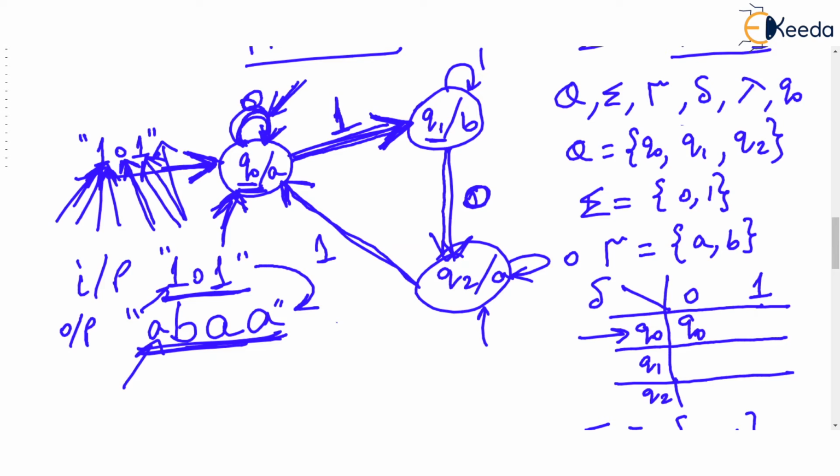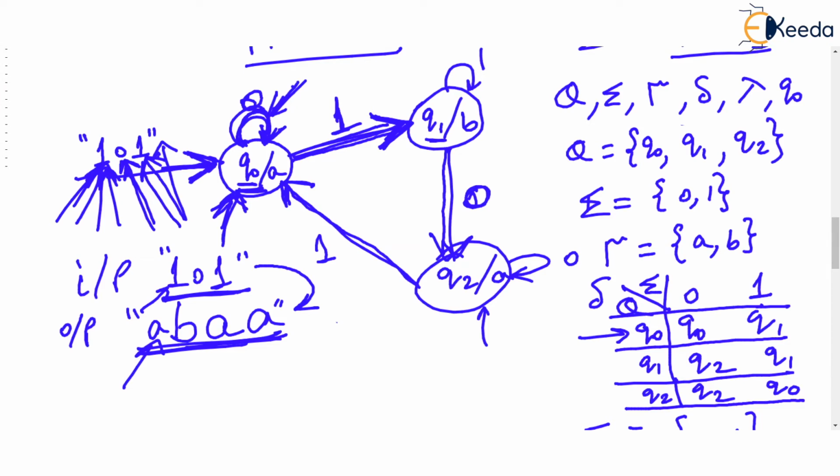Q0 on 1 goes to Q1. Q1 on 0 goes to Q2. Q1 on 1 goes to Q1, and Q2 on 0 remains in Q2, but Q2 on 1 goes to Q0. Tell me, isn't this the same as any transition table that we used to draw for FSM? That's why delta is Q cross sigma. This is Q cross sigma maps to Q.